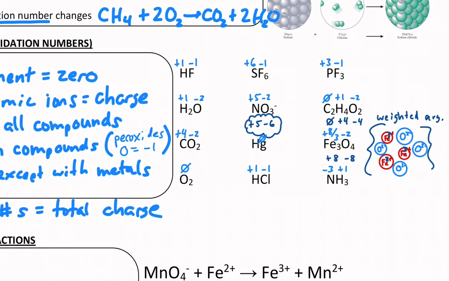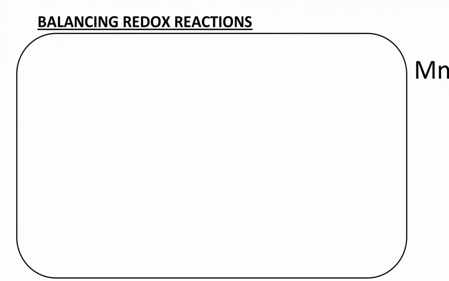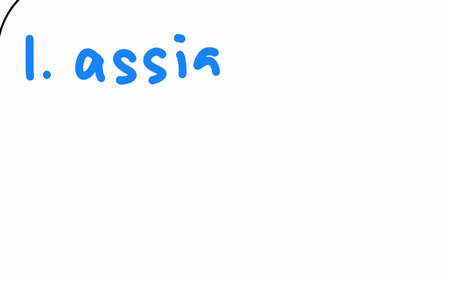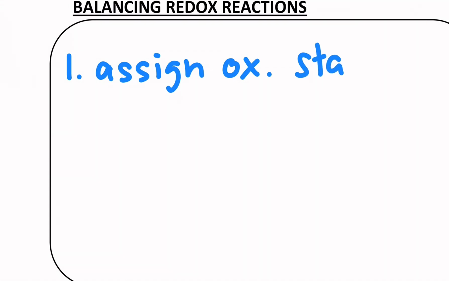Now that we've done that, all that's left is to learn how we balance redox reactions. So let's start with the rules for balancing redox reactions, and then we'll do some practice. They're a little bit more involved than just balancing by inspection like we did in Unit 3. There's essentially 3 rules for how we do this. Number 1, we assign oxidation states. Left to right, you just take every single element, just like we did, and give everything an oxidation state.